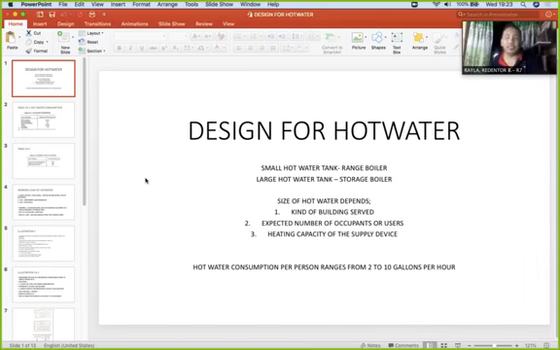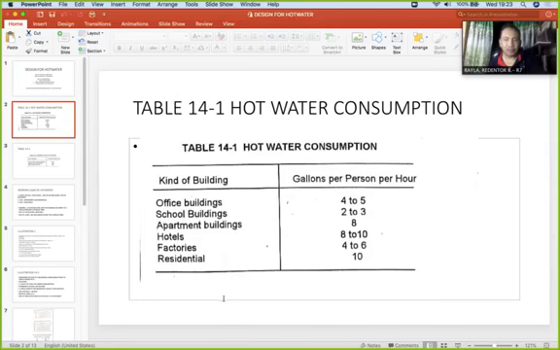So that's the rate, because hot water can be used not just for washing but also for taking a bath. That will use a lot of water. 2 to 10 gallons per hour. So imagine 10 gallons an hour, that's a lot of wastewater. So first you have table 14-1, hot water consumption.